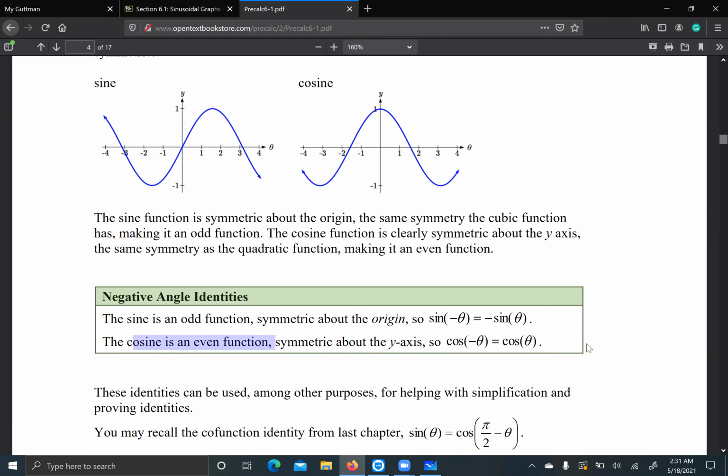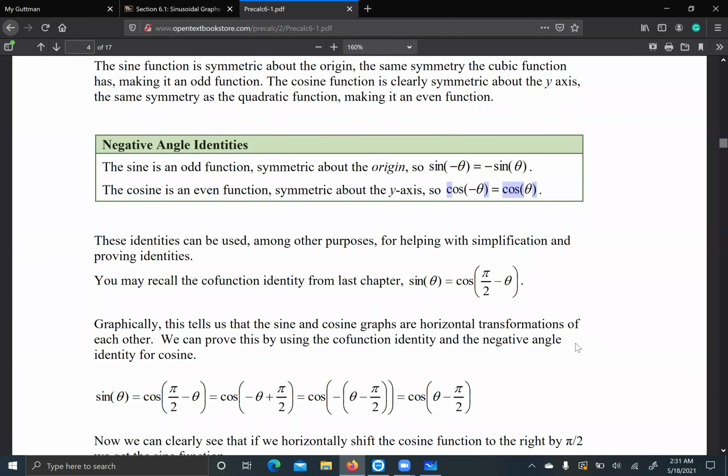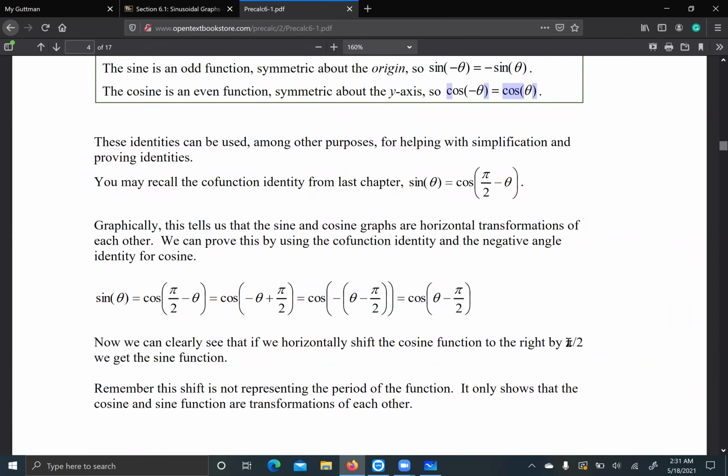That gives us an even function. What was the property of an even function? Cosine of a negative input is the same as cosine of the positive input. So cosine of negative theta is cosine of theta. There are many properties, but in the last chapter we looked at the relationship between sine and cosine. Look at this identity. This is the co-function identity: sine of theta is the same as cosine of pi over 2 minus theta.